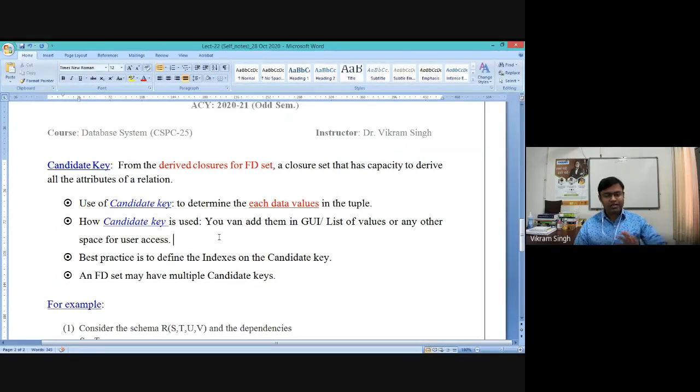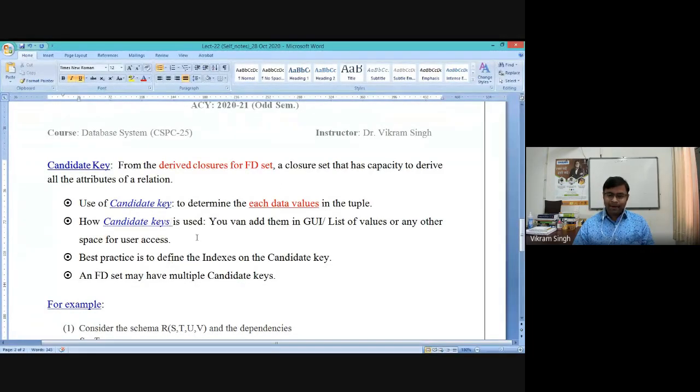Now, how will these candidate keys be used? We have said that candidate keys are something which can be plugged into a GUI. Whenever we are designing a software system, or any system which is used by some kind of users, these candidate keys will be directly plugged into the GUI, right? Through this GUI, the user will supply some values for these candidate keys. So it is sufficient to access any value in the database. If we plug these candidate key attributes into the GUI or user interface, the user is able to access each and every remaining value of the database relation. That's the purpose. That's why we have worked on the closure sets, right?